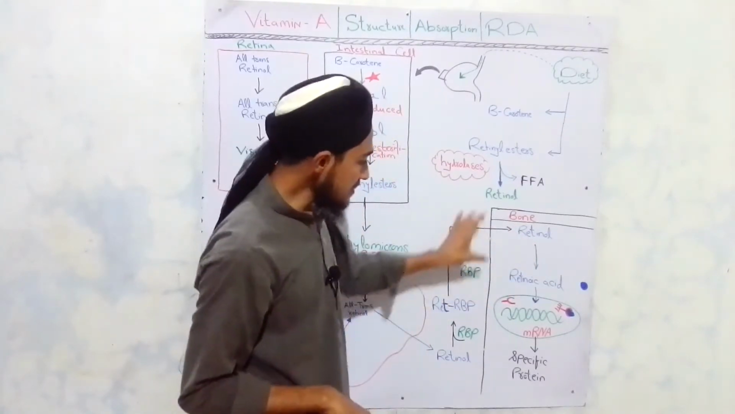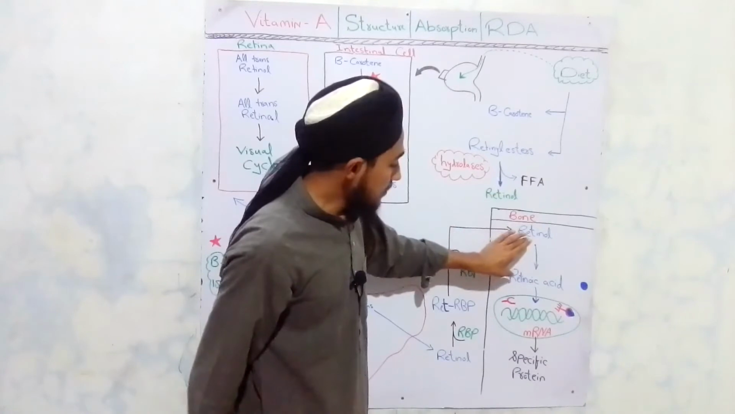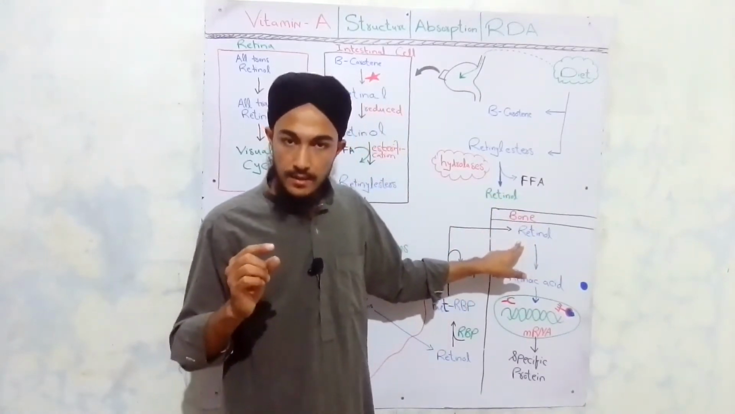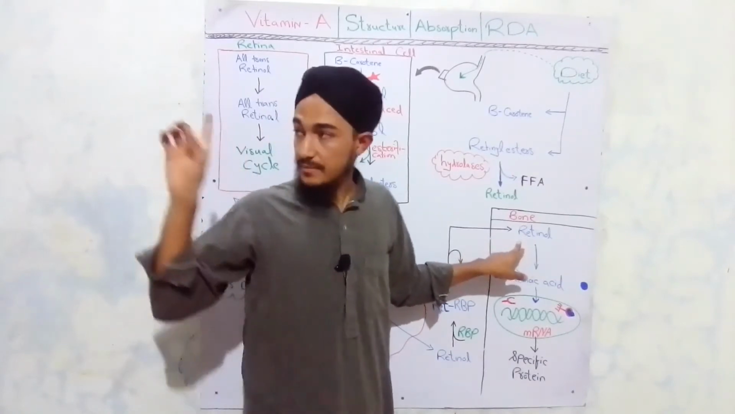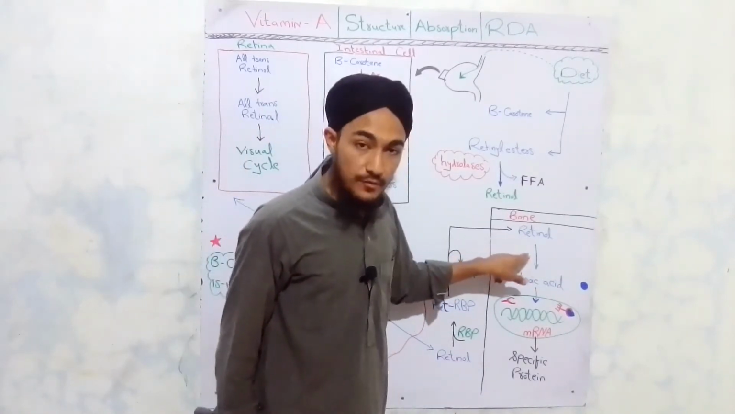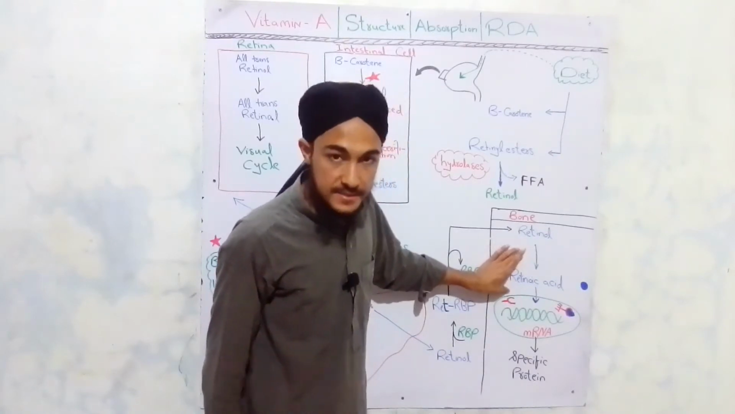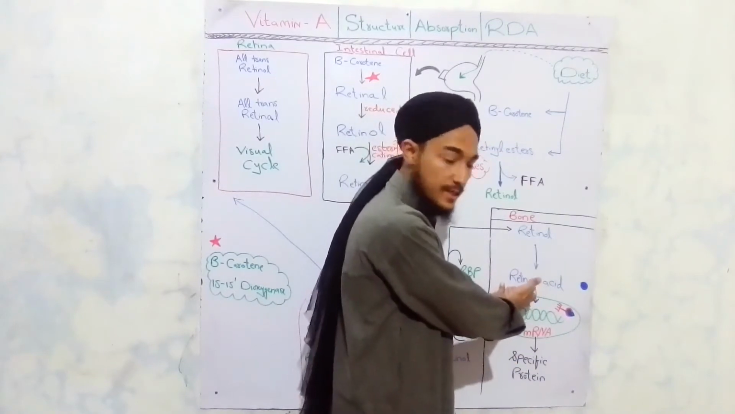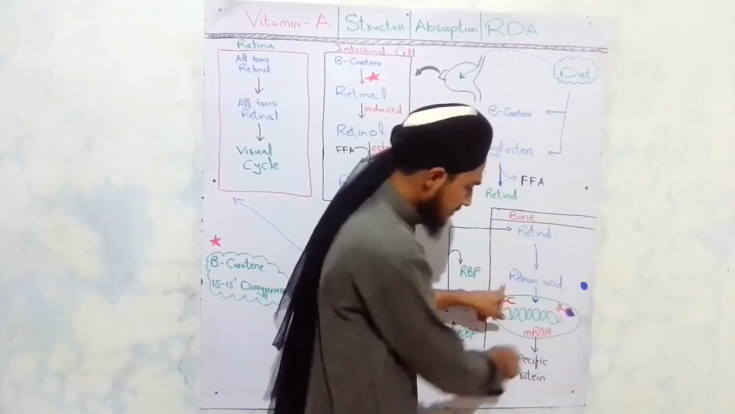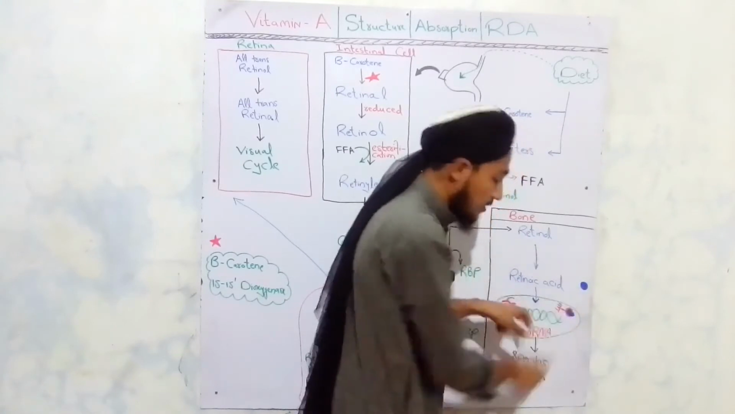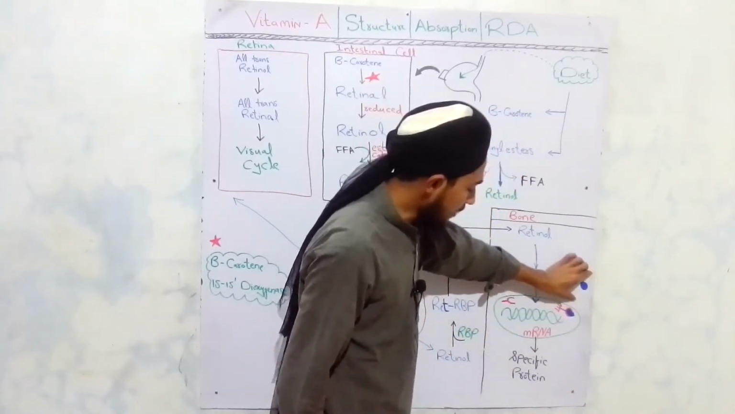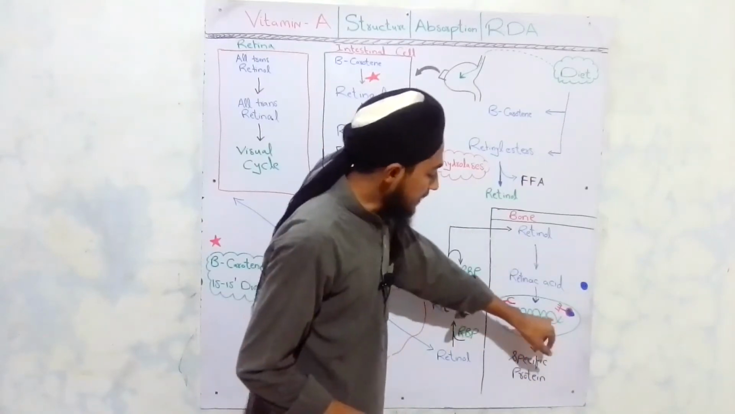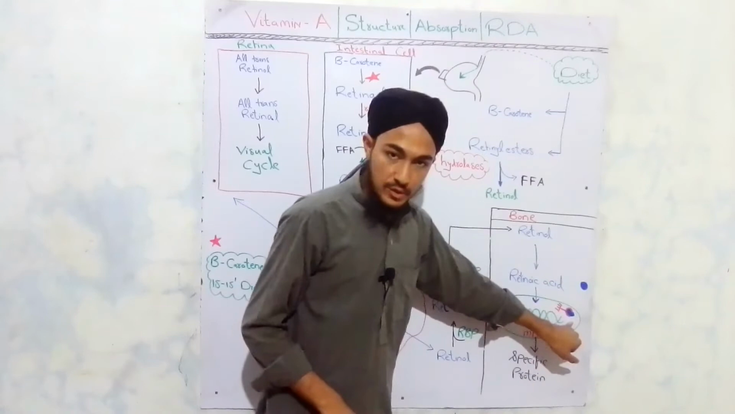Is that clear? Now in the target tissue, let's suppose the bone, the retinol will be converted into retinal, that is the aldehyde form of vitamin A, and that retinal will be converted again into retinoic acid. So let's suppose I have mentioned the retinoic acid here with this blue mark. Then this blue mark, the retinoic acid, enters into the interior of the nucleus. So now here it has entered into the interior of the nucleus.